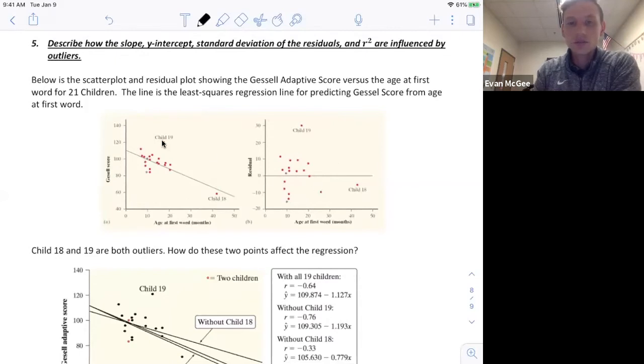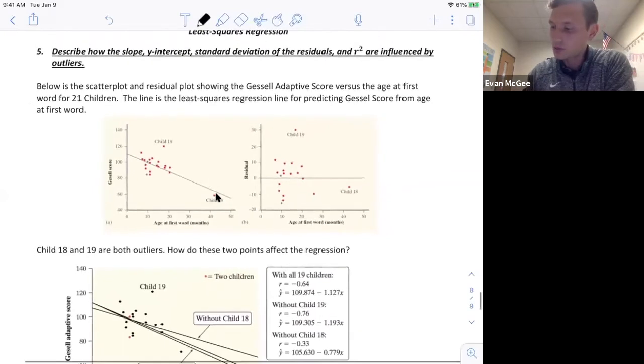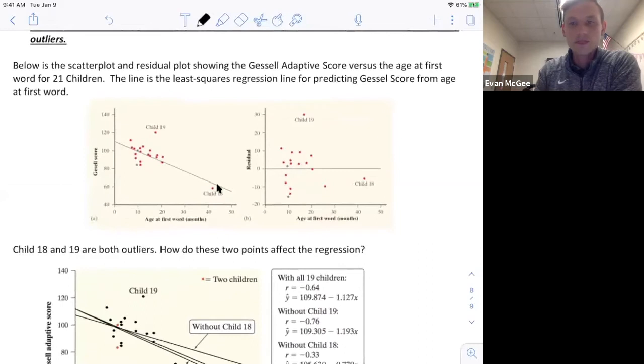And I want to look at 2 points, child 19 and child 18 specifically, because both of these points are outliers, but they're outliers for different reasons. Child 18 is much larger in terms of x, whereas child 19 falls right at the average x value, but it is higher in terms of y, so it's an outlier in terms of y. One thing to make a note of is child 19, because it's an outlier in terms of y, has a large residual, but child 18 doesn't have that large of a residual because it's an outlier in terms of x.